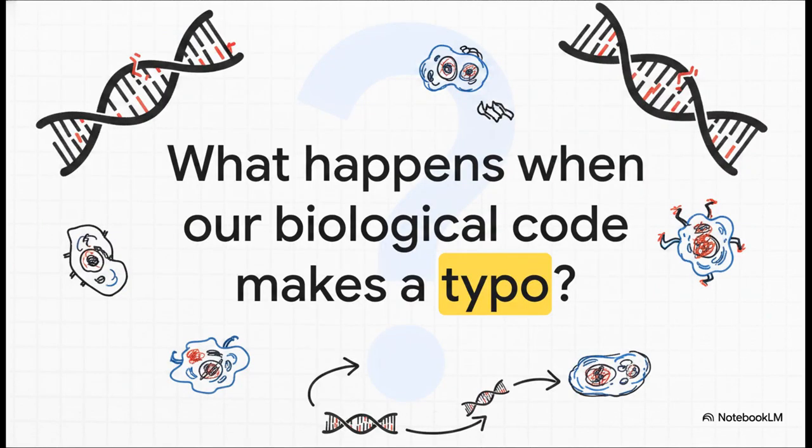And that brings us to a somewhat chilling but super important question. What actually happens when our biological code makes a typo? I mean, we all experience minor DNA damage every single day. So how do these permanent changes in our DNA sequence, these specific mutations, how do they manage to override billions of years of evolutionary programming and turn a well-behaved cell into a complete rogue agent?